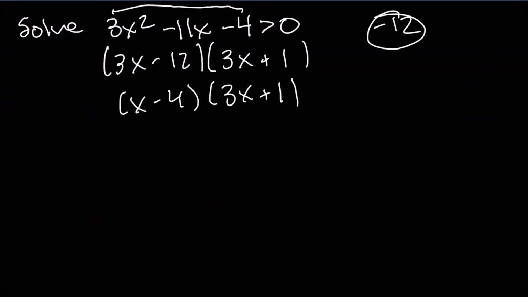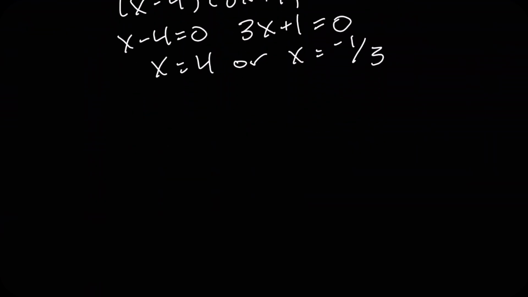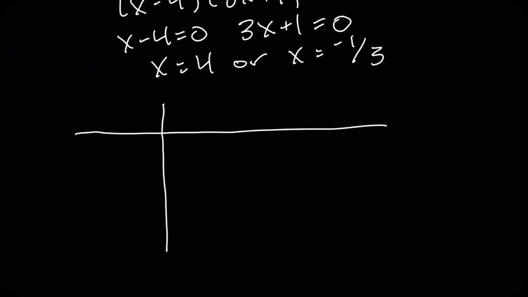And now we can go ahead and set these equal to 0. So x minus 4 equals 0, and 3x plus 1 is equal to 0. So we'll be left with x equals 4, or x is equal to negative 1/3. Last thing to do, go ahead and test your intervals and see which ones make sense to include in your solutions.